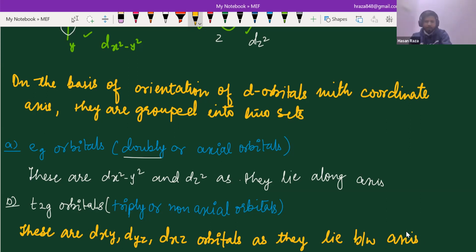So please do write it. After this, I will tell you what is this T2g and what is this Eg and what is its uses.